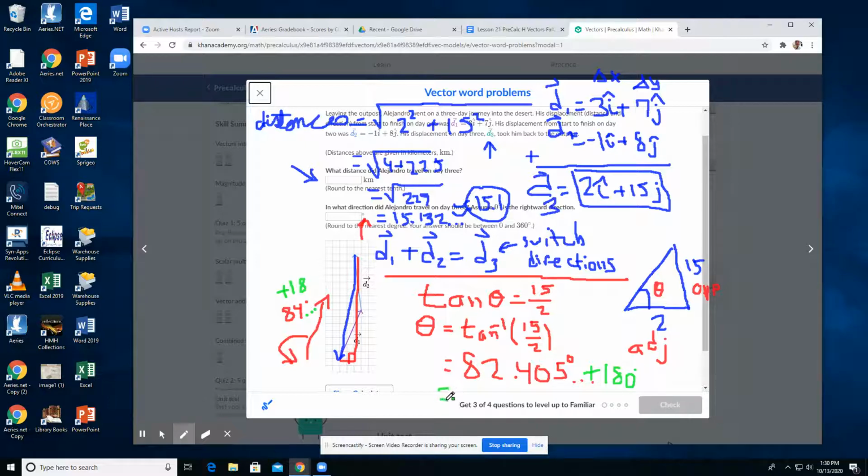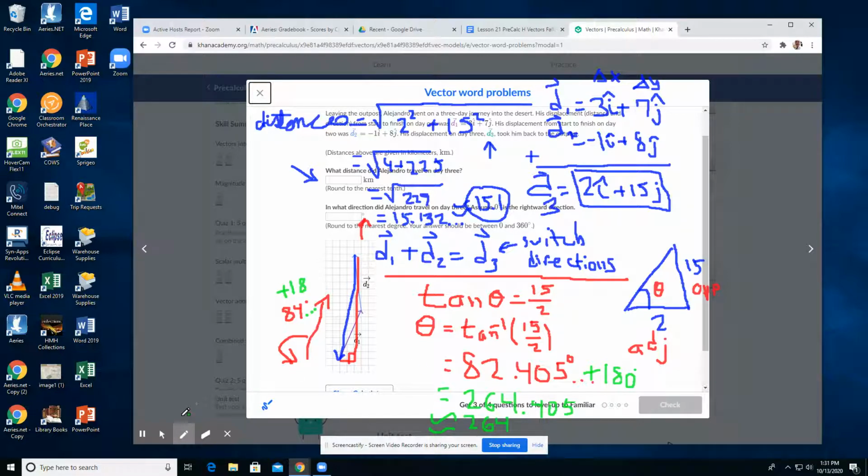So that final answer is plus 180 equals 264.405, and they want the nearest degree on this one. So careful, that one was nearest tenth. This one's nearest degree. So that's just going to be approximately equal to 264.